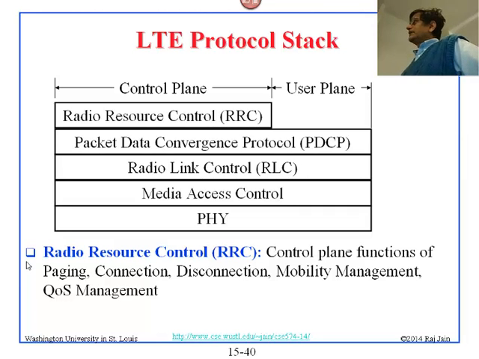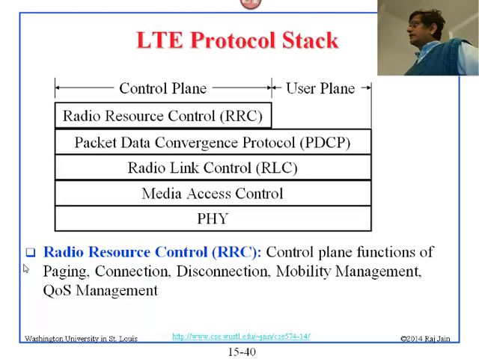I'm going to describe each of these sublayers in a little bit more detail in a minute. First thing is the radio resource control. This one basically makes sure that everybody gets to the right base station, that they're not wasting time on the air. So basically the control plane functions are paging, connection, disconnection, mobility management, and QoS management.